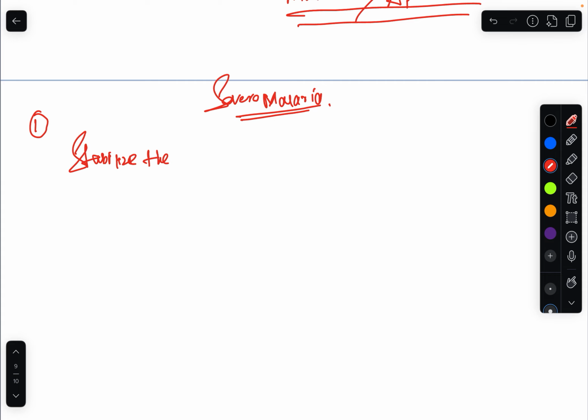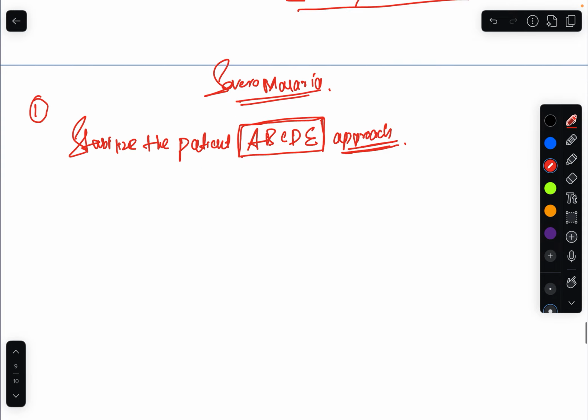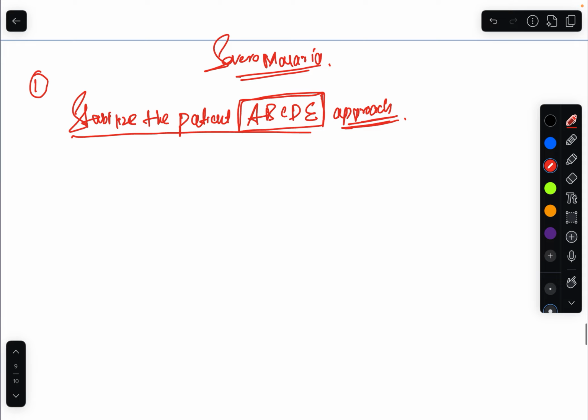Stabilize the patient using the A, B, C, D, E approach: airway, breathing, circulation, disability, exposure. If you are a doctor, you are already familiar with this. We will manage his airway, breathing, circulation, disability, and exposure. We will stabilize the patient using the ABCD approach.